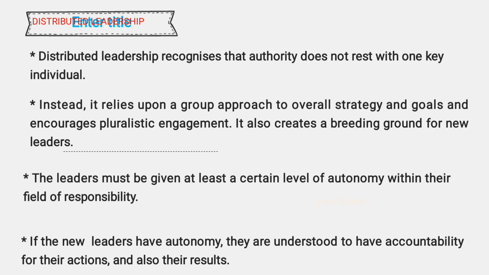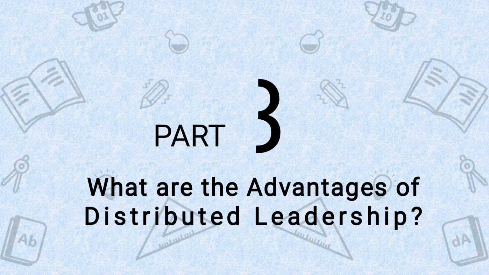Next is, what are the principles of distributed leadership? Distributed leadership recognizes that authority does not rest in one key individual. Instead, it relies upon a group approach to overall strategies and goals and encourages pluralistic engagement. It also creates a breeding ground for new leaders. When we say pluralistic engagement, it is a group engagement. The leader must be given at least a certain level of autonomy within their field of responsibility. If new leaders have autonomy, they are understood to have accountability for their actions and also their results.